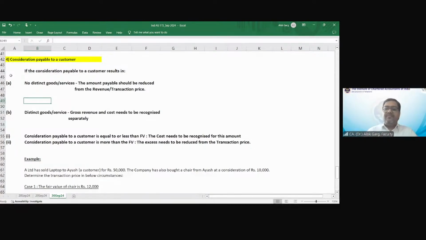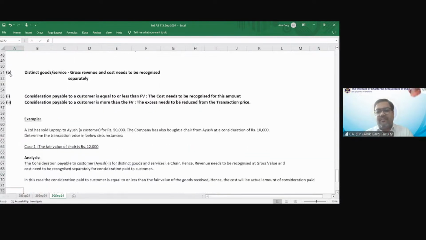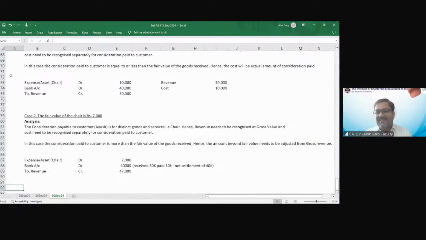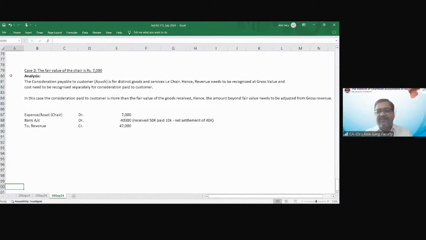Is that clear? Clear or not clear? What is the accounting entry? Chair account debit, cash account debit, to revenue account. Friends, is that clear? For Ayush, what will be the entry? So what will be the entry for Ayush? Okay. What has Ayush paid, and what has he received?